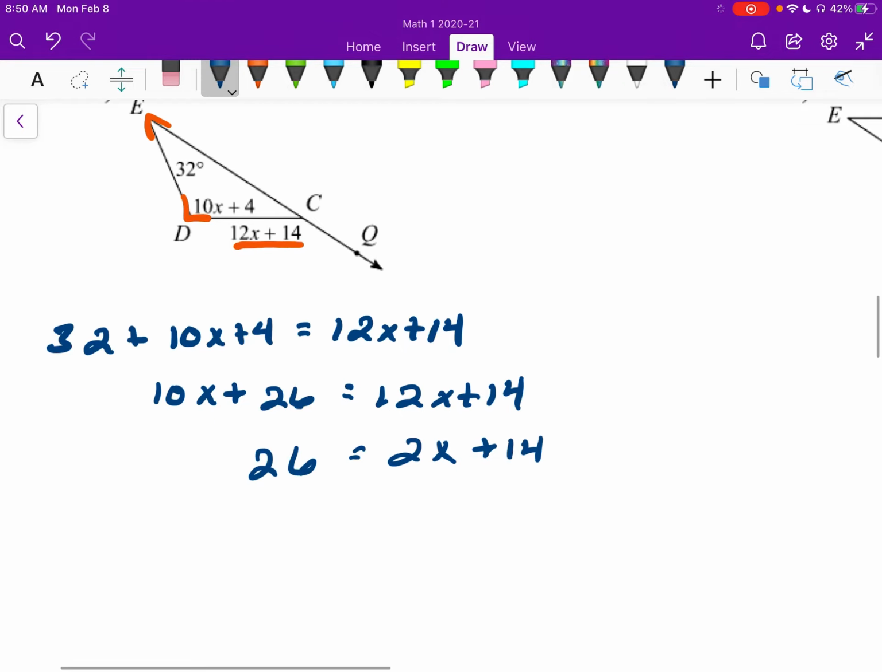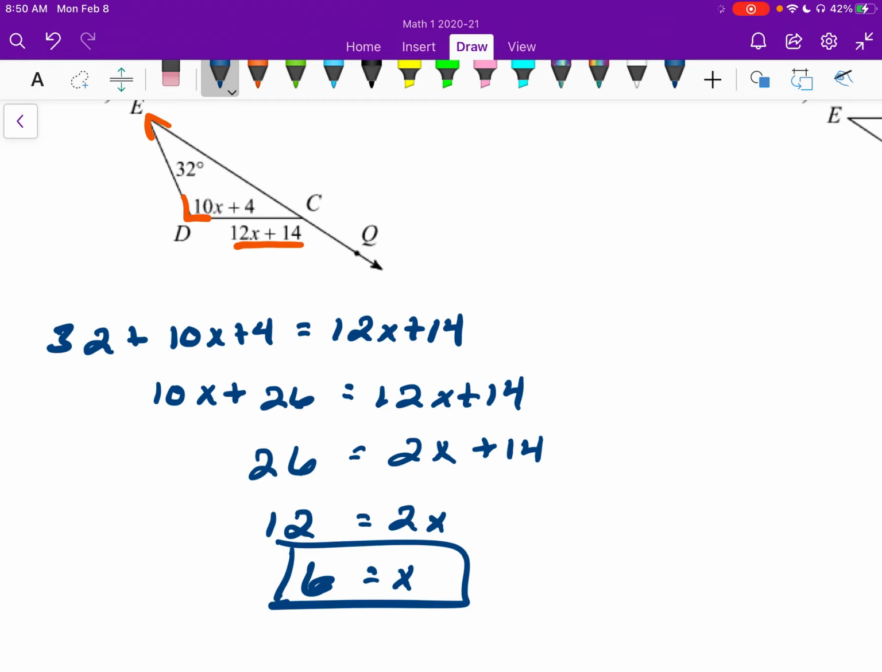And lastly, I'll subtract my 14 to the left, or I guess second to last. That will give me, what will that give me? Is that 12? That's going to be 12, yeah. 12 is 2x. Dividing by 2, 6 is x. There's my answer.